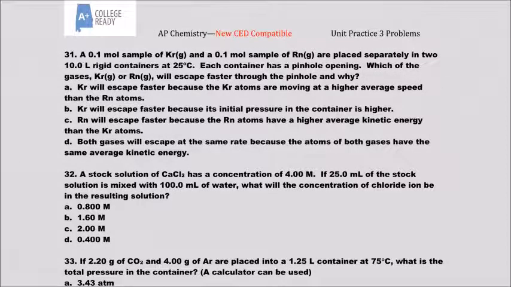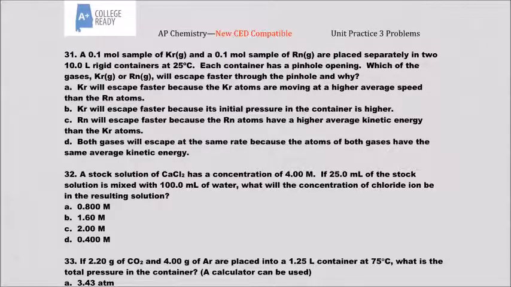31, we have a 0.1 mole sample of krypton and a 0.1 mole sample of radon, both gases. They're placed separately in two 10-liter rigid containers at the same temperature, 25 degrees Celsius. Each container has a pinhole opening. Which of the gases, krypton or radon, will escape faster through the pinhole opening, and why? Well, the temperature's the same. They both have the same average kinetic energy, but their speeds aren't going to be the same. So that's what it's going to be based on.